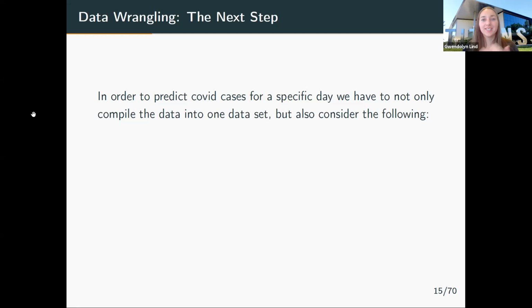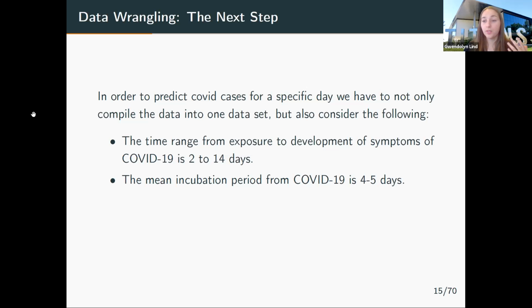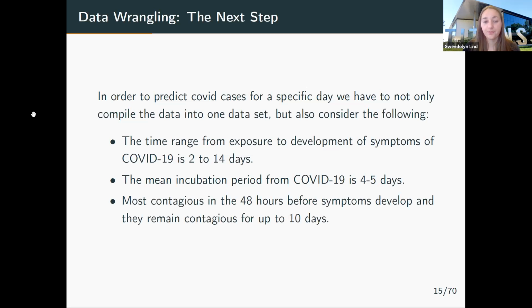But first, we need to take a step back and consider some important facts. So we need to understand the time range of the exposure of the symptoms. So according to the CDC, this process takes approximately about 2 to 14 days. Next, it's imperative to know how long it takes for the symptoms to develop. So this period is shown to be about between 4 and 5 days.